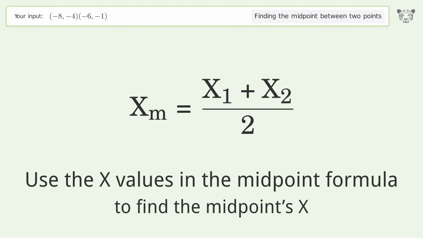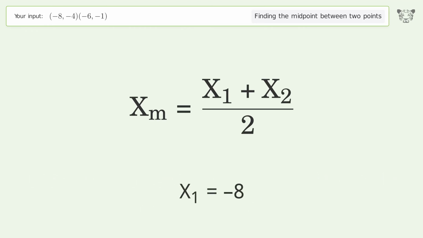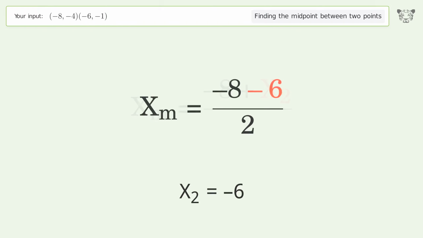Use the x values in the midpoint formula to find the midpoint's x. x1 equals -8. x2 equals -6. Simplify the arithmetic.